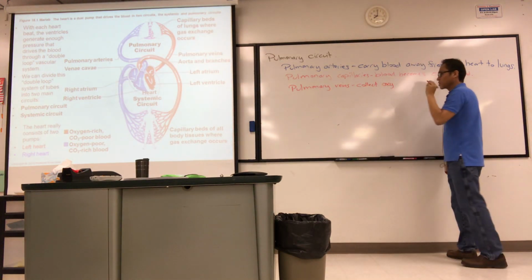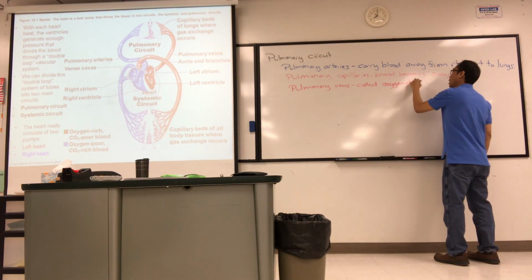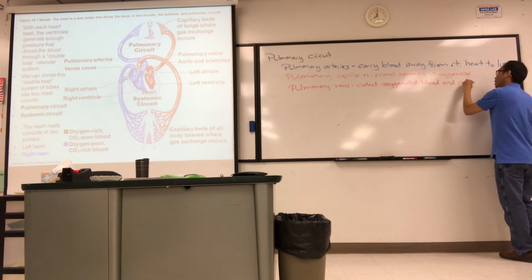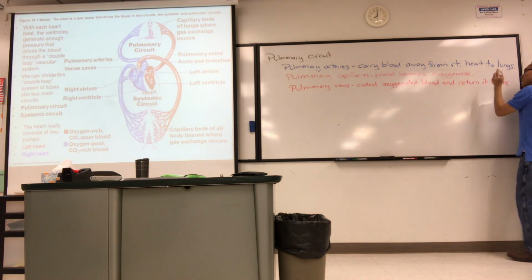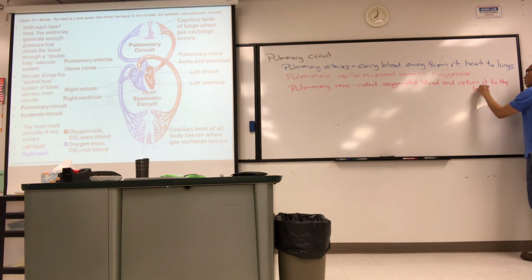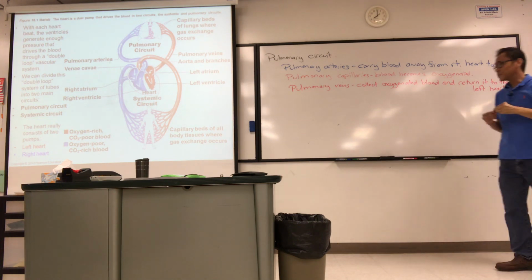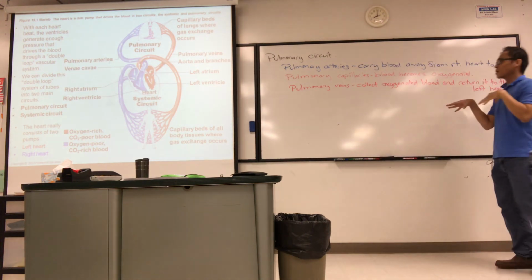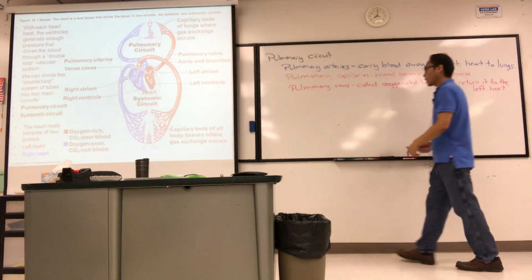I'm writing pulmonary veins collect oxygenated blood. I'll just say return it to the left heart. So the left heart receives that blood and then pumps it. But I'm going to stop there because we went out from the heart and came back. That's the pulmonary circuit, right? Went out and back. That's one loop. So maybe I should draw a line.